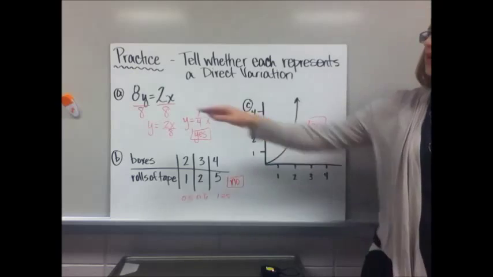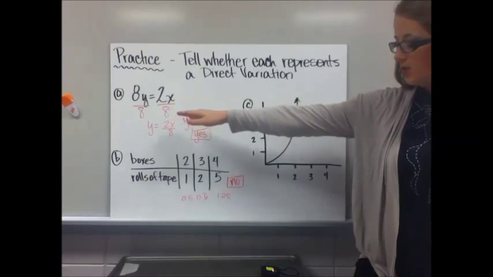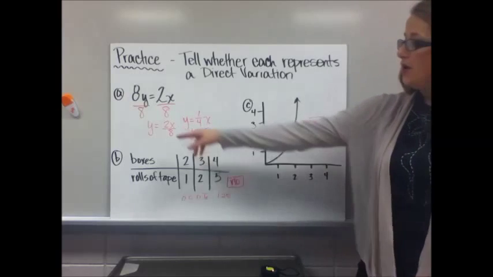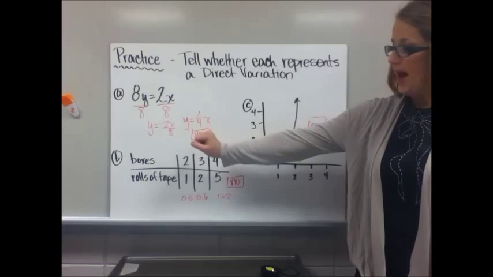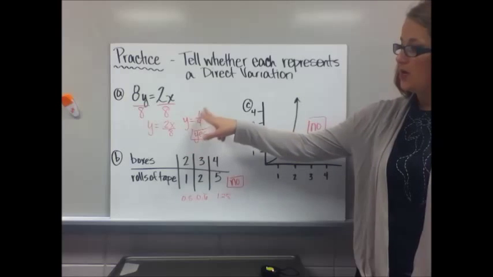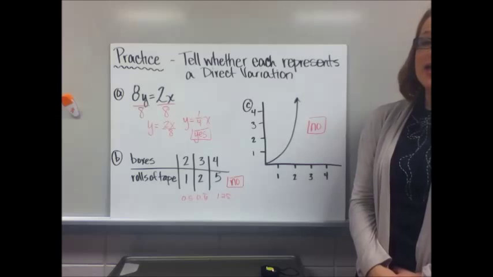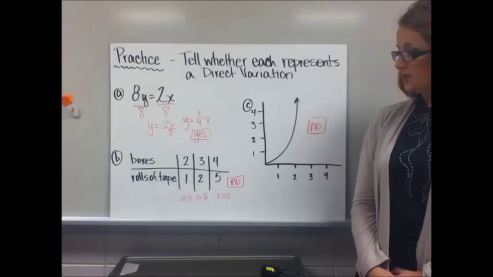On practice A, you're wanting to isolate y. So you undo what's happening to y, divide by 8 on both sides. So you get y equals 2x divided by 8. That will simplify to y equals 1 over 4x because 2 over 8 simplifies to 1/4. Yes, that is direct variation.